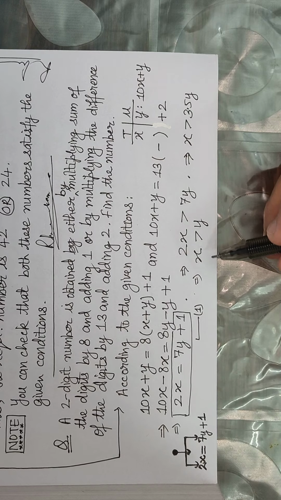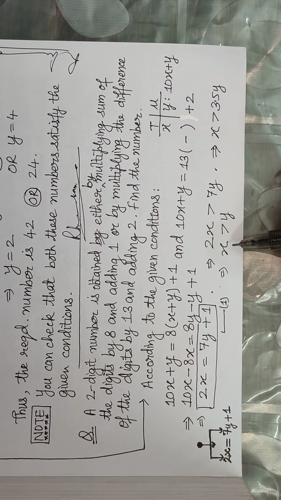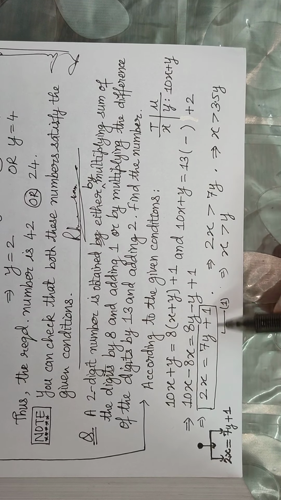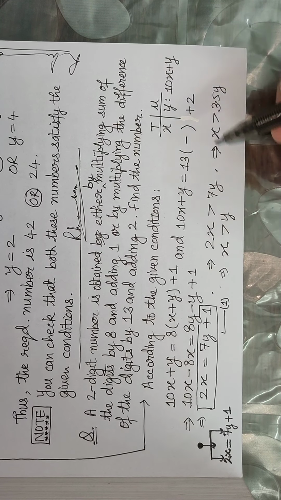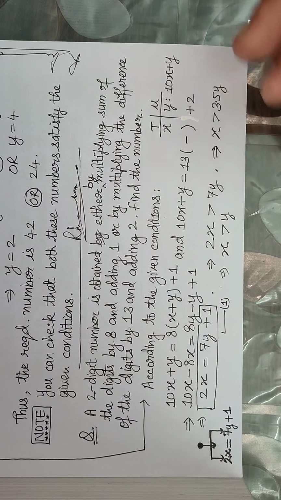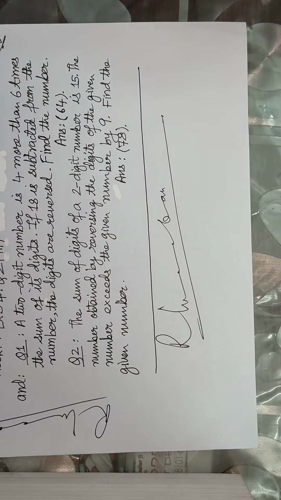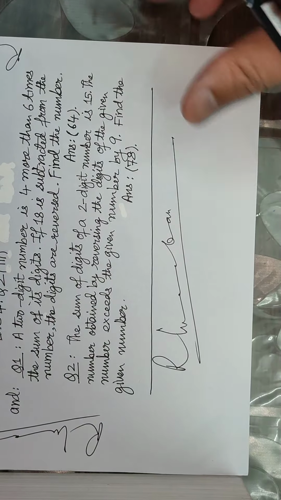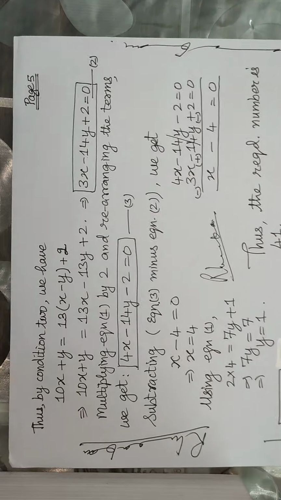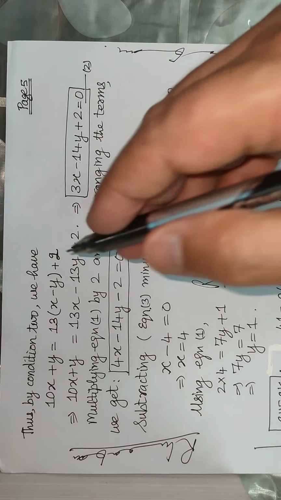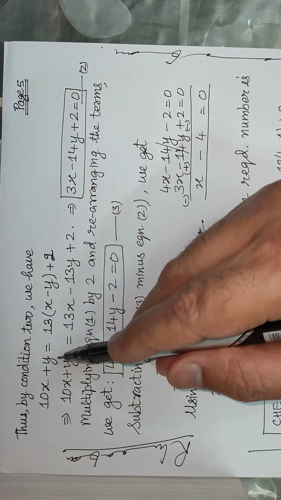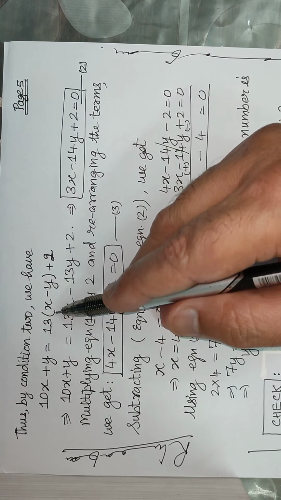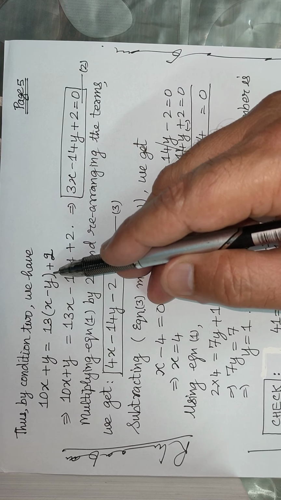So now in this problem, we have been able to identify with the help of the first equation that x is greater than y. So now I can write x here and y here. Thus, by condition 2, we have the second equation as 10x plus y equal to 13 times x minus y plus 2.